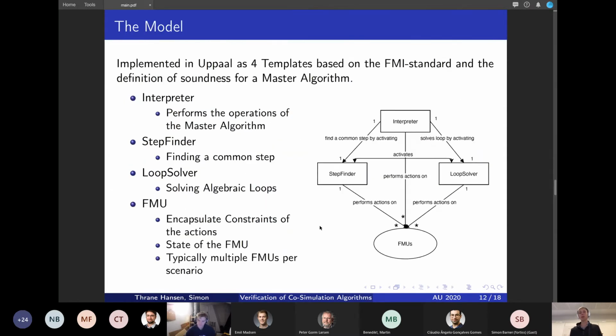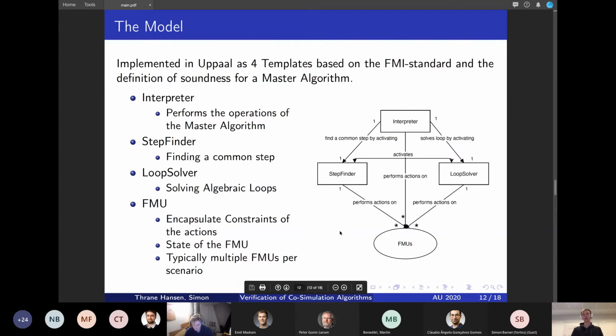So we have implemented this in UPPAAL, the model checker UPPAAL, as 4 templates, and the implementation is based on the FMI standard and on the definition of a sound master algorithm that we just defined. You can see here, the 4 templates: an interpreter that takes a master algorithm and a scenario and performs the operations of the master algorithm by invoking them on the FMUs. We have a step finder for finding a common step between the FMUs in case this is required. We have a loop solver for solving algebraic loops, for stabilizing these.